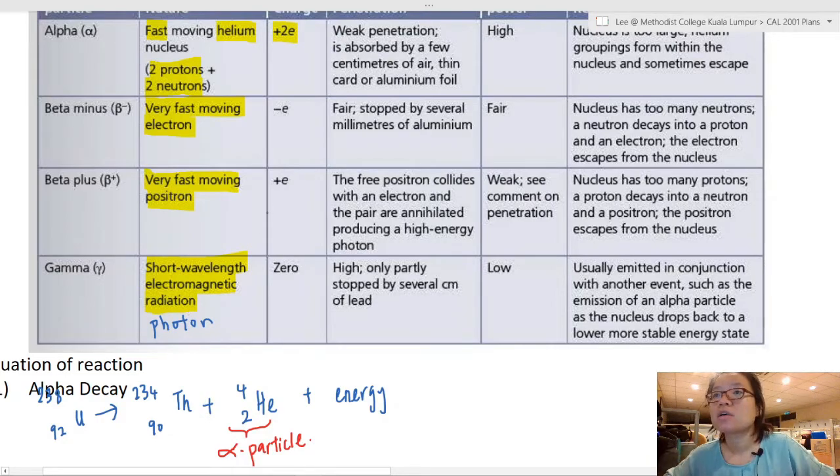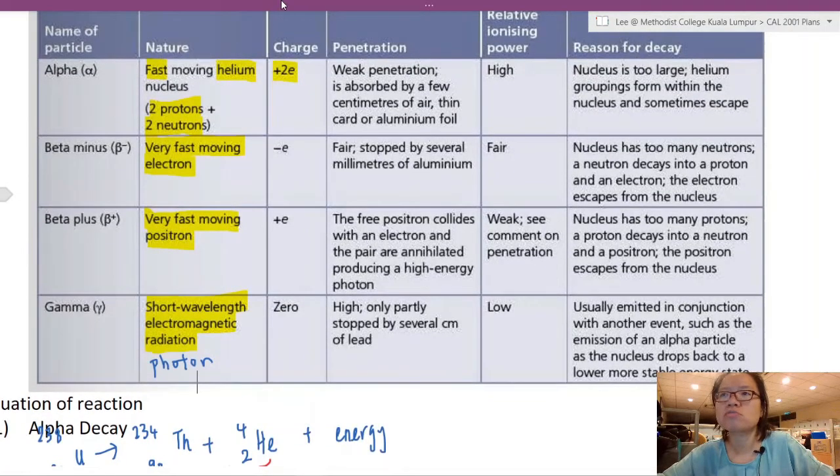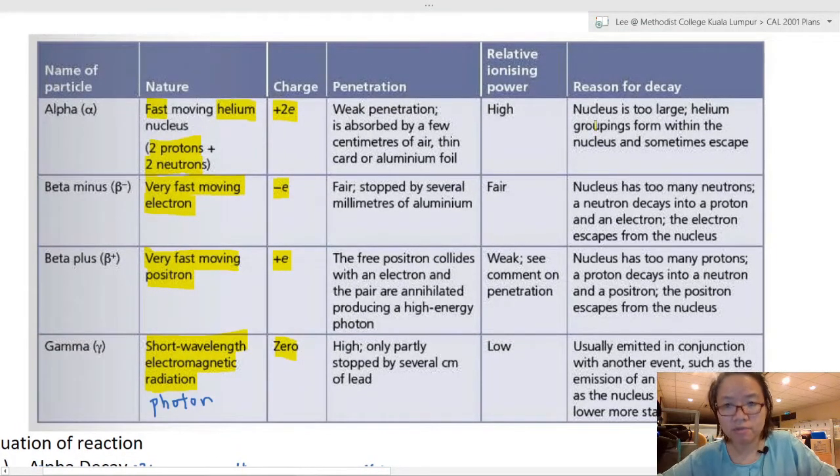Okay, so we're going to compare a few things, namely the charges. Because this one consists of 2 protons, so charge is positive 2e. Beta minus, negative 1e. Beta plus, positive 1e. Electromagnetic radiation, 0. Okay, so all these properties will make sense if you understand what alpha is and what beta is, and so on and so forth.